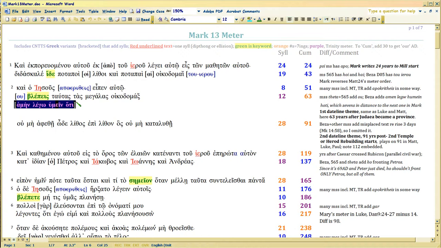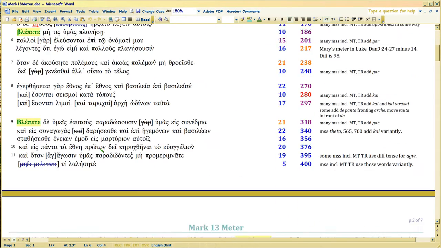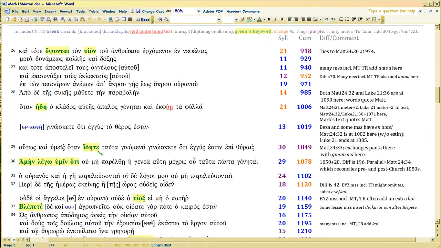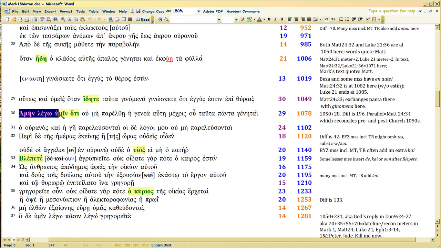Between occurrences of this particular thing, it's called an anaphora. The Greek term for it is anaphora. Refrain. Okay? The occurrence between the first one and the second one, and the next one, is not only divisible in Matthew by 3 or 7, but it brackets a period of history.